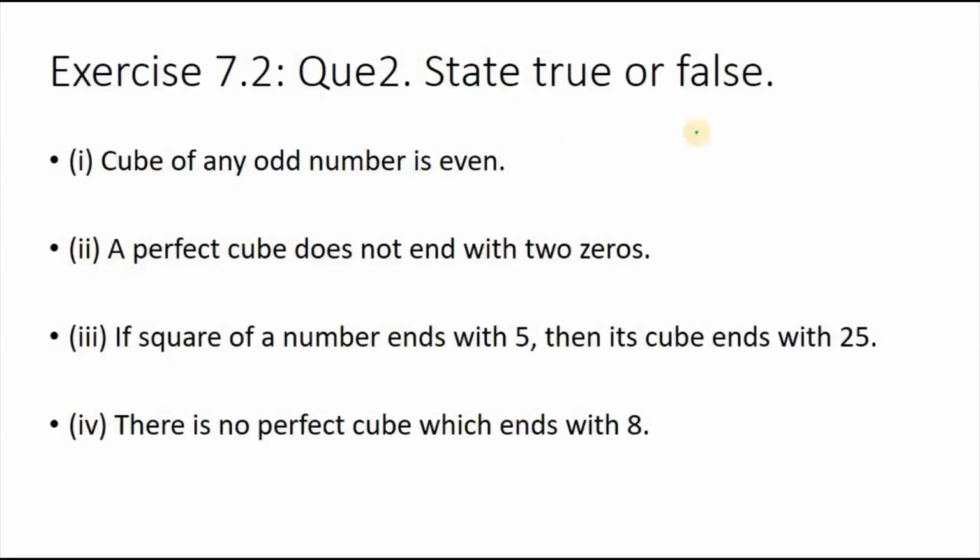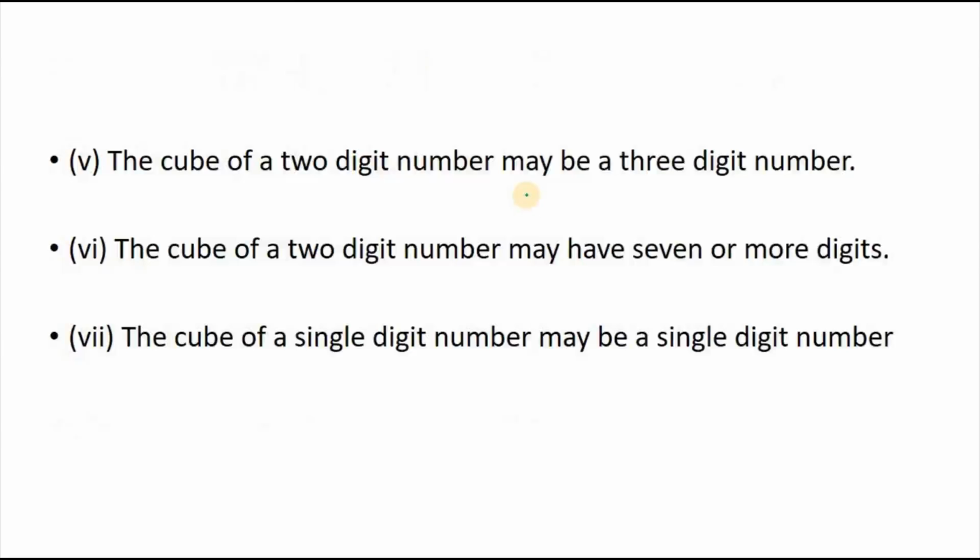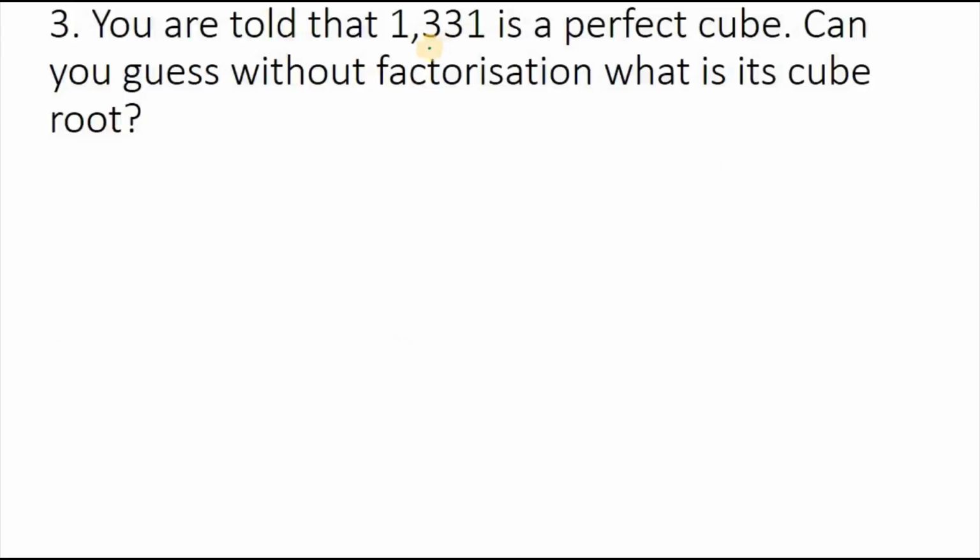Okay, let's take the next sum. Now, this we already solved, right, friends? So let's skip this. Now you are told that 1331 is a perfect cube. Can you guess without factorizing what its cube root will be? We just did it. 1331, we are finding the cube root. So what we are going to do is first take 3 digits and then 1. Now see, if the number ends in 1, its cube root also ends in 1, and 1 cube is 1 only. So I'll write 1. So the answer is 11, right? So the cube root of 1331 is 11.